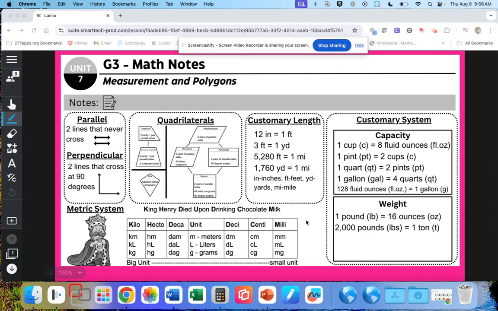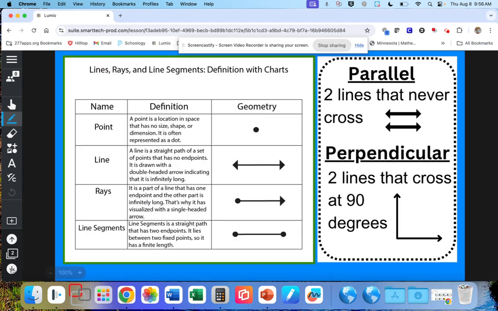Welcome to Unit 7 of 3rd grade math. This measurement and polygons unit is a very big unit and requires a lot of note taking. So make sure you have this note sheet in front of you and have a notebook ready to add to some of these notes. Here we go.